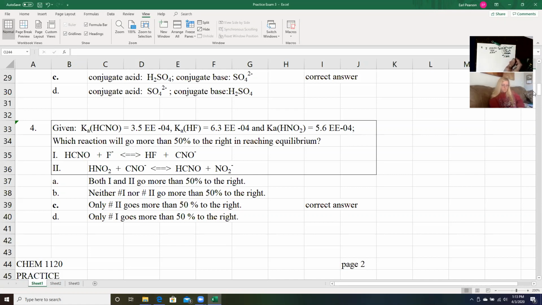Okay, so number 1 is not the correct answer. Number 1 can't go more than 50% to the right. So A and D are out right now.